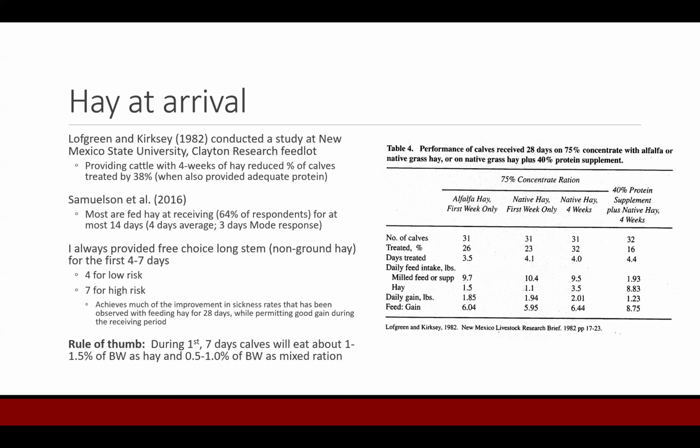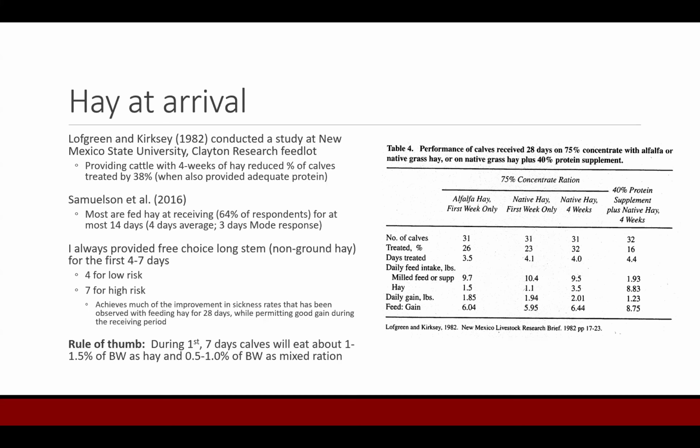Me personally, I will recommend doing 4 to 7 days. I would say provide free choice ad libitum long stem, so unprocessed, unground hay to cattle: for low risk cattle for 4 days, then for high risk cattle for 7 days. Okay. So this achieves most of the improvement we see in sickness rates with feeding hay for 28 days while permitting good gain during that receiving period.